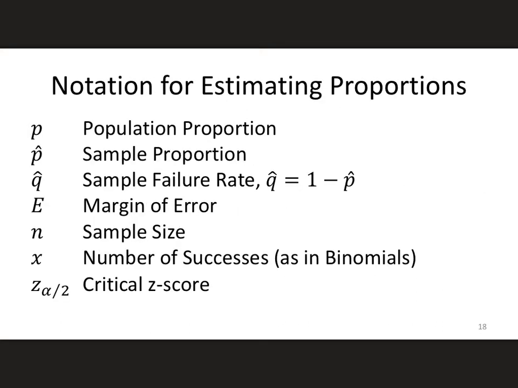Some notation for estimating population proportion. P is our population proportion. P hat is the sample proportion. Q hat will be the sample failure rate, and you can find Q hat by doing 1 minus P hat. E is our margin of error. N is our sample size. X is the number of successes, just as in binomials. And z sub alpha over 2 is your critical z-score.